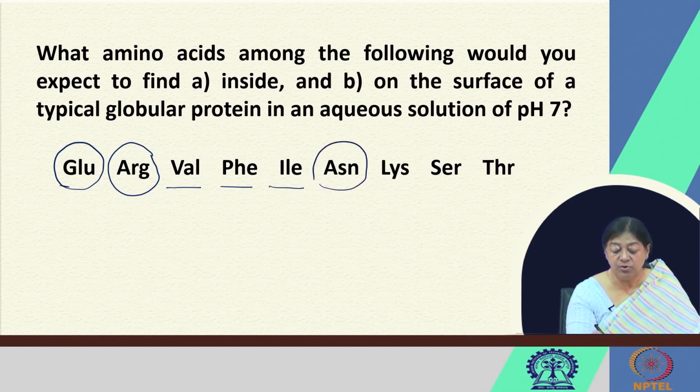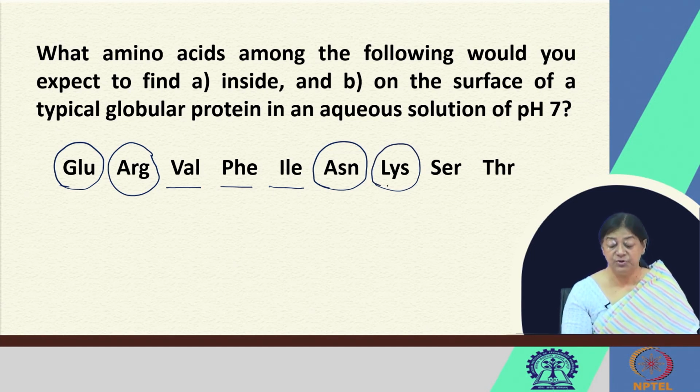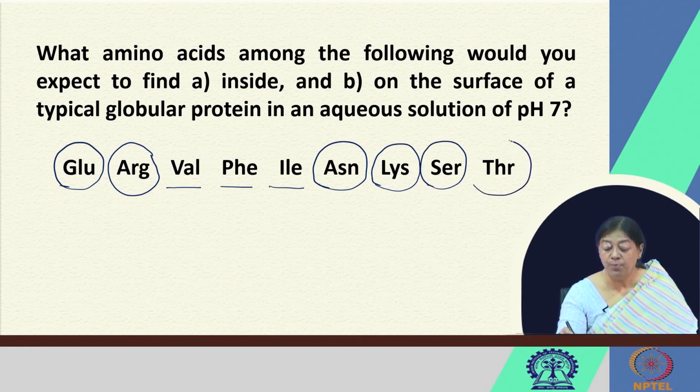Asparagine has an amide group, so it has a C double bond O NH2, which is going to be involved again in hydrogen bonding. Lysine is the other basic amino acid that has an epsilon NH2 group that can be involved in hydrogen bonding. And serine and threonine are small polar residues that also have an OH group attached.